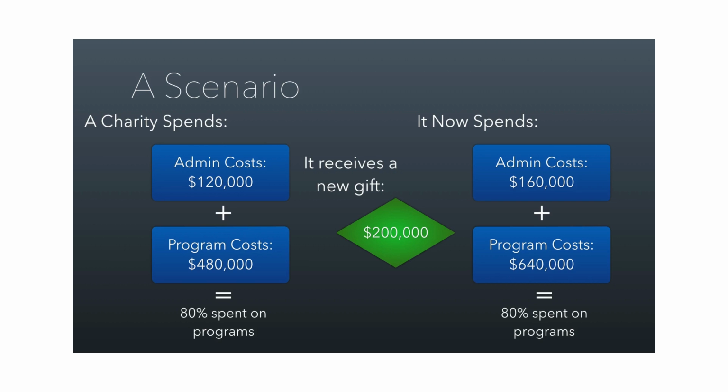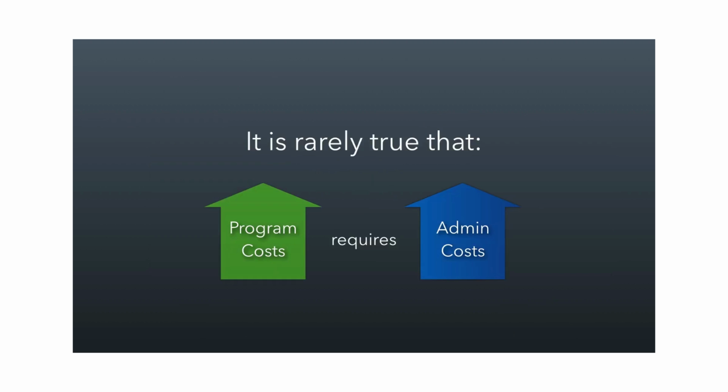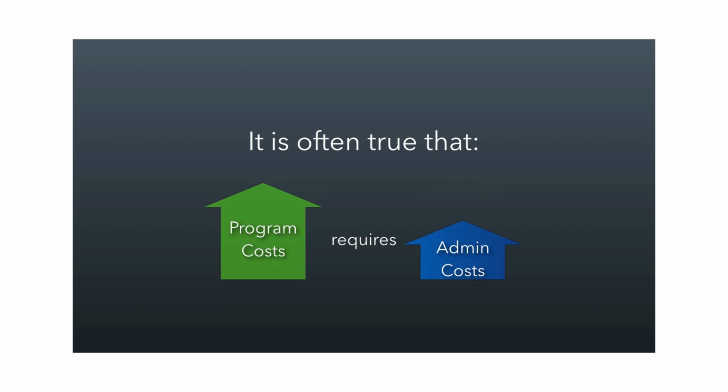Now, the truth of it is, like I was just saying about the Red Cross, larger nonprofits typically have more efficient program ratios. It's rarely true that an increase in program costs requires an equivalent increase in administrative costs. If you're undertaking a new program, it's usually not the case that an equivalent increase in administrative costs needs to occur to fund that program. It's often true that program costs require some increase in administrative costs, but not quite as dramatic.